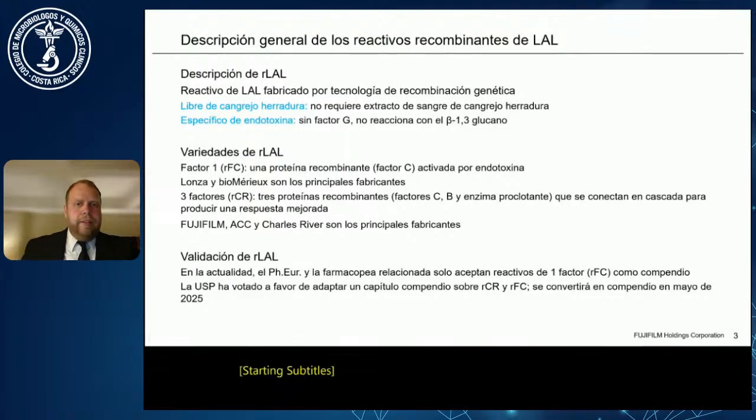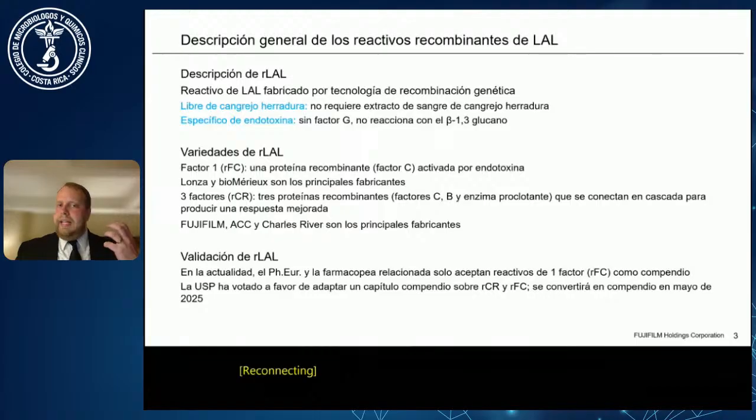Another advantage of these types of reagents is that they do not have factor G, and therefore they do not react to beta-1,3 glucans. So those are some advantages of all of these recombinant cascade reagents. There are two varieties of these recombinant cascade reagents. The first is factor C reagents, referred to as RFC. These involve reagents that just have the protein that binds to endotoxin, with those sushi regions, with a fluorescence output.